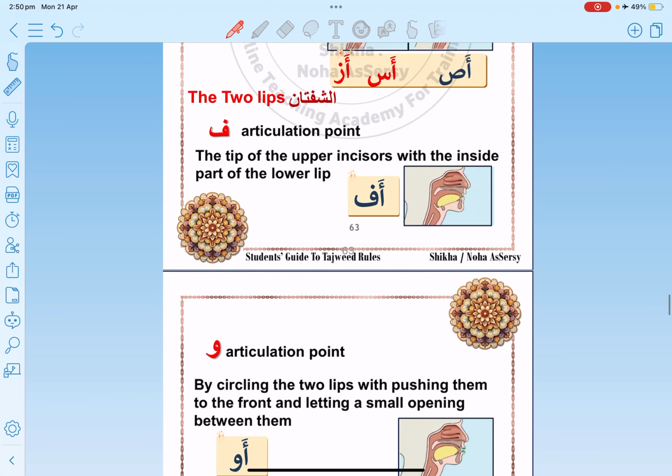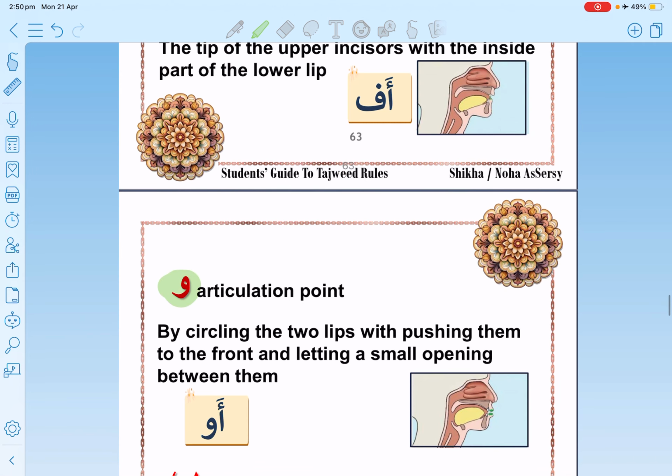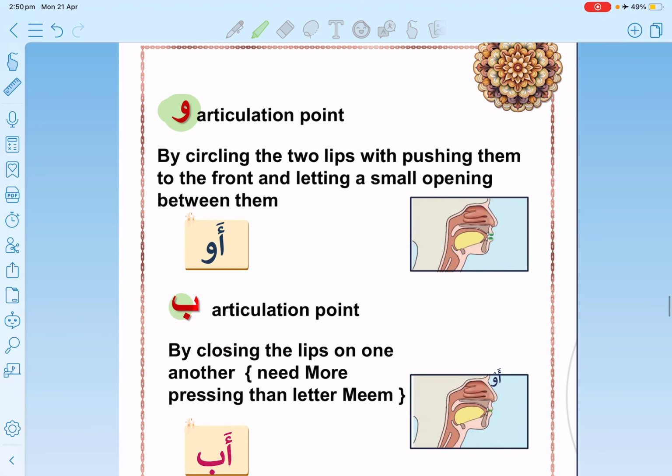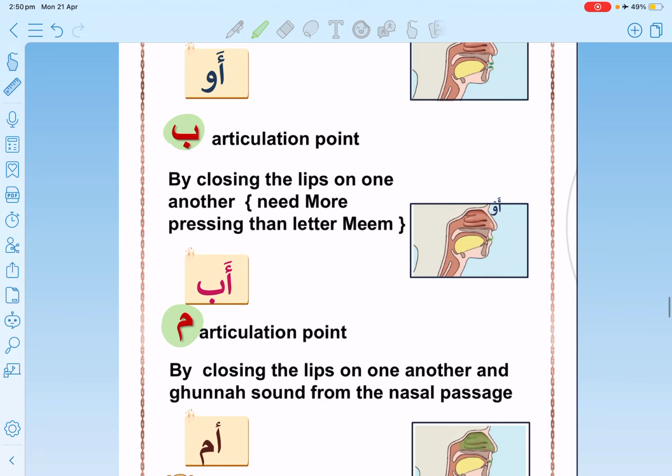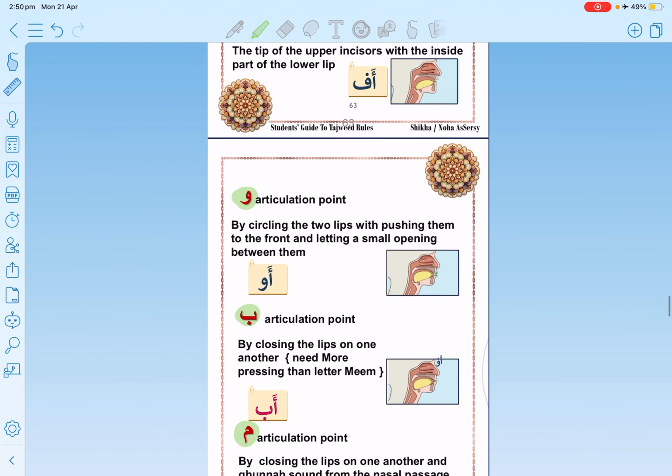Okay, here the two lips, الشفتان. Let's start with the four letters. We're going to take the four letters and learn each مخرج. They are four as we mentioned: فاء, واو غير مادية, باء and ميم. Okay, let's see the fa.